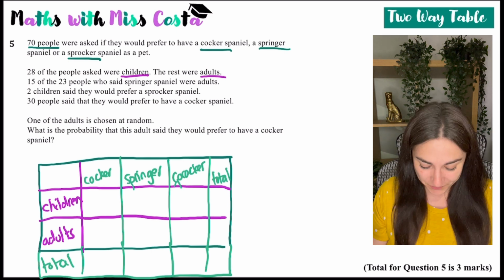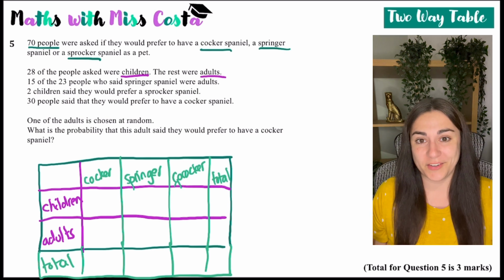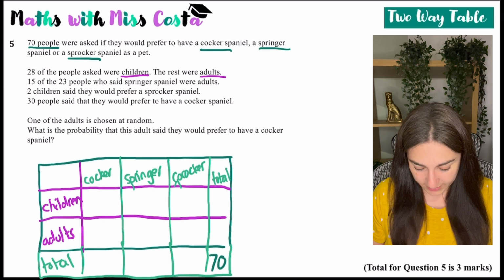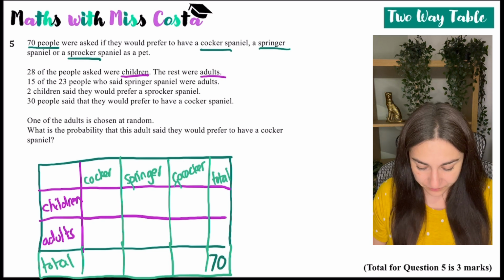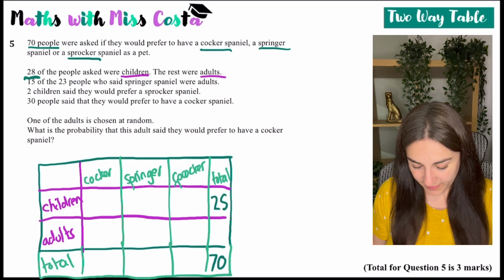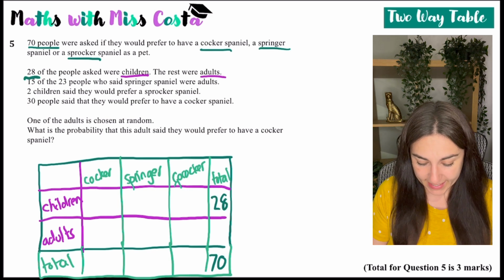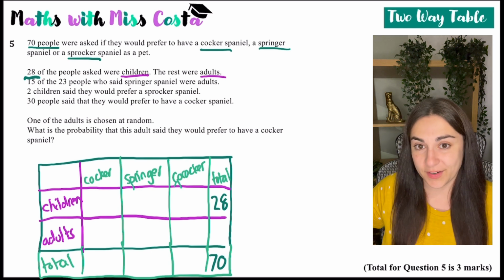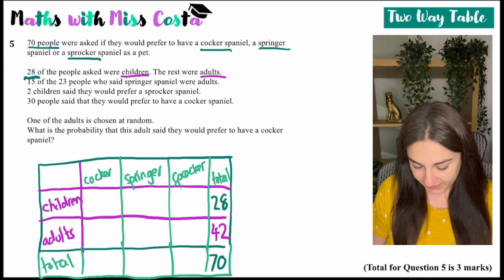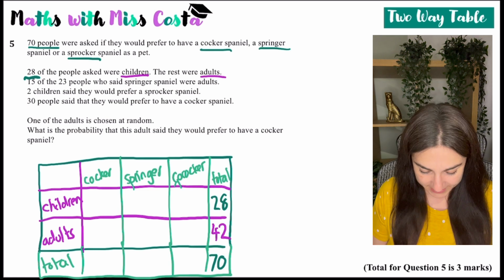With a two-way table, you can organise your information so much more simply. So 70 people were asked. You know that your total is going to be 70. You're then told that 28 of the people asked were children, so you know that there's 28 children. And now, with the information that you've been given, you can figure out how many adults there must be. So 70, take away 28, is 42, because the children and the adults must add up to 70.